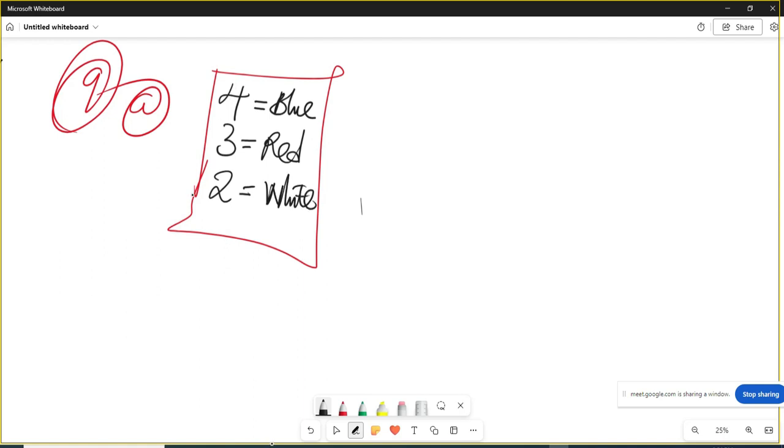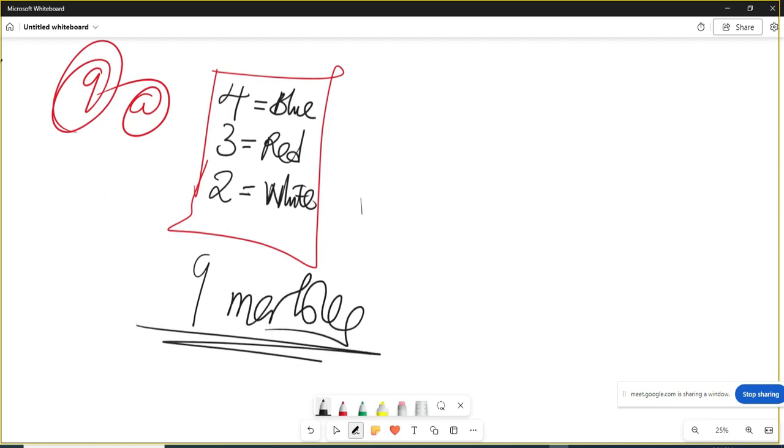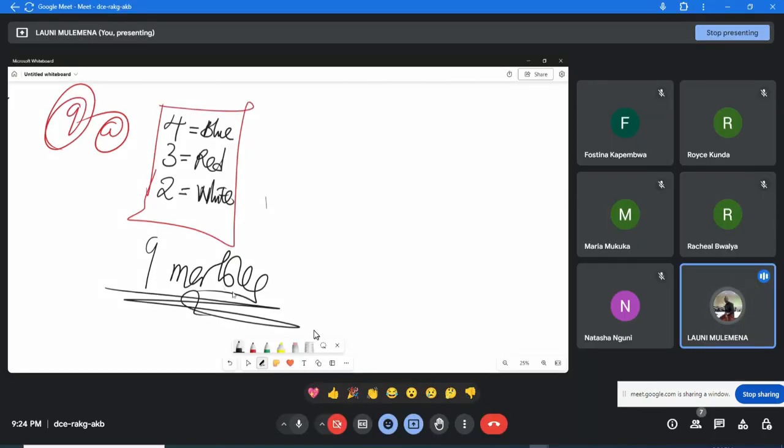So in total, in this bag, we have 4 + 3, which is 7, + 2, which is 9 marbles. 9 marbles in total. So for the case of those without a question, let me just read it. It said in a bag there are 4 blue marbles. I've written 4 = blue. 3 red marbles, I've written 3 = red, and 2 white marbles.